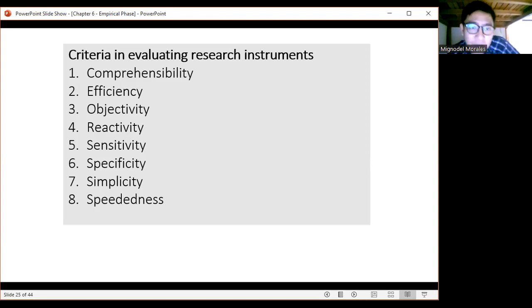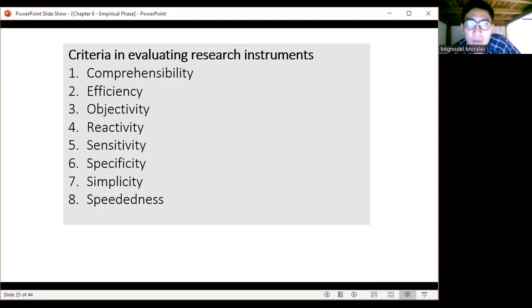Objectivity: again, the items must be objectively created. Reactivity, sensitivity: sensitivity to specific items and specific topics. Specificity: it's very precise. Simplicity: again, no double-barreled question.